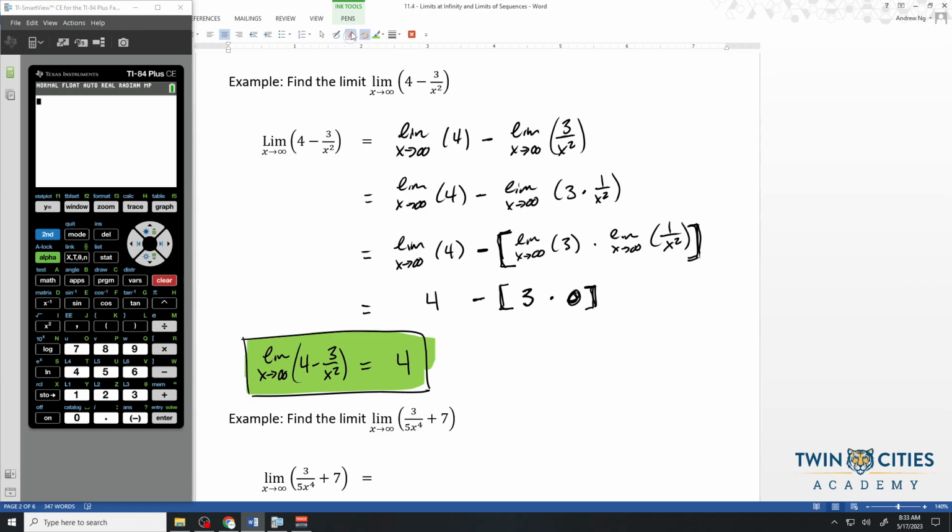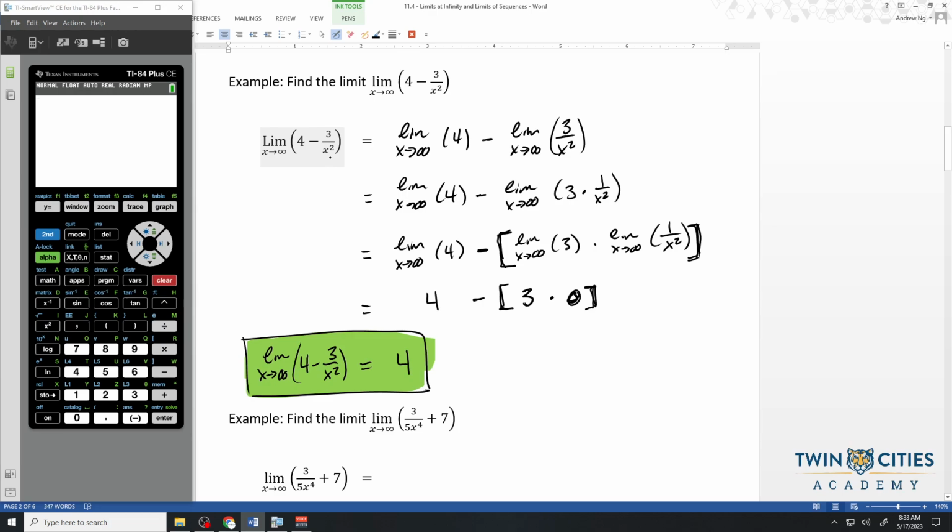Here's another way to think of this. 4 minus 3 over x squared. As x approaches infinity, x is going to get very, very, very large, larger and larger. So if I plug in x to x squared at the bottom here, then as x becomes larger, this fraction, 3 over x squared, is going to become smaller and smaller.